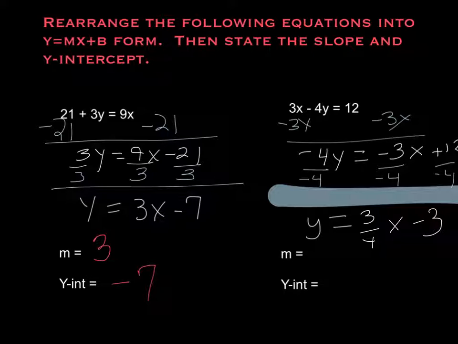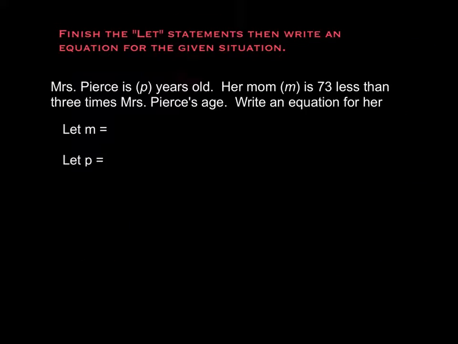So my slope for this one is 3/4. It's a fraction. And my y-intercept is negative 3. Now if you divide and got 0.75, that's okay too. So, alright, awesome. Now let's start solving some equations.